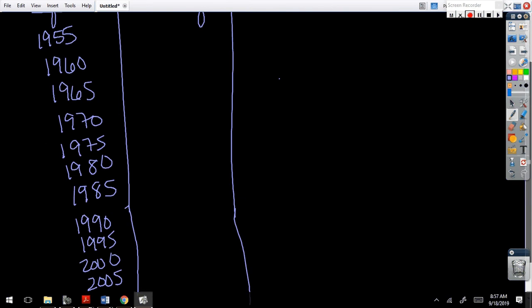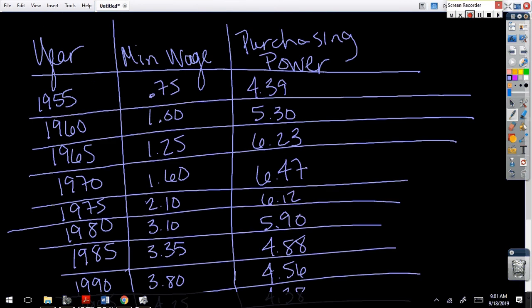All right, and then I'm going to plug in, and I think I'll pause the video. All right, take a look at this table. We have the year versus the minimum wage versus the purchasing power. Tell me this, in what 5-year period did the minimum wage increase the most?